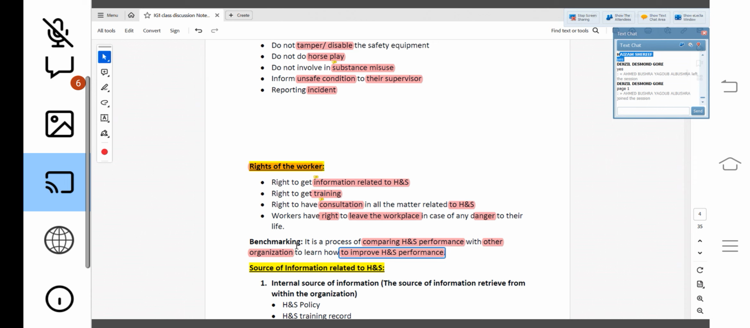organizations can do benchmarking. So benchmarking is one of the processes to compare the health and safety performance of your own company with some other company, so that you can learn from each other and then you can improve your health and safety management system, meaning you can improve your performance. Now benchmarking is nothing but comparing in order to learn. Understood, everyone? Understood benchmarking? Please confirm. Yes, no.